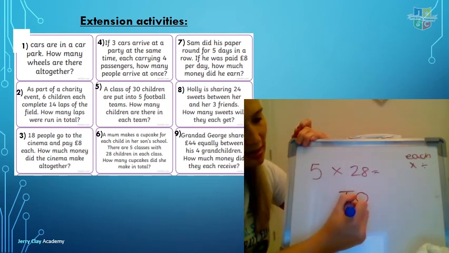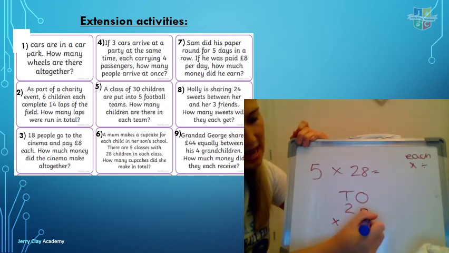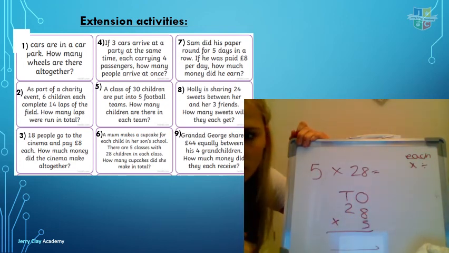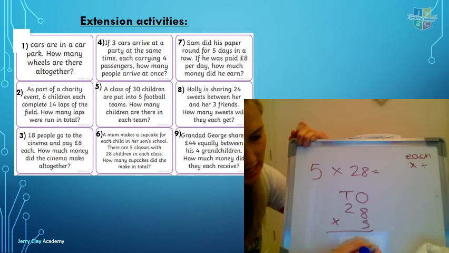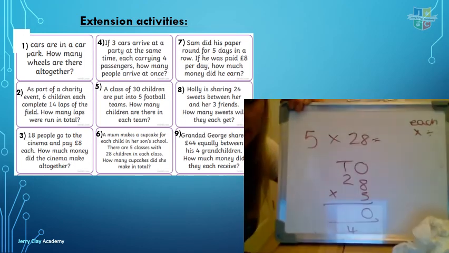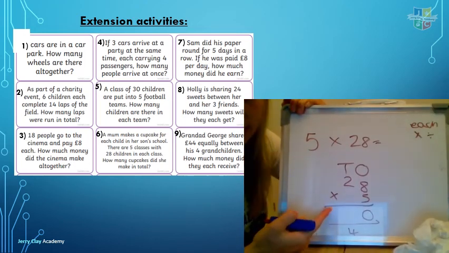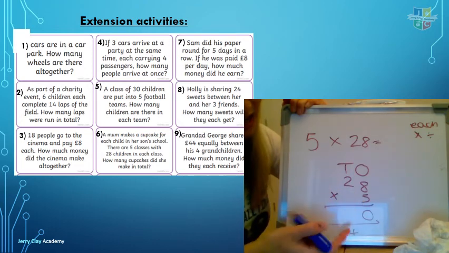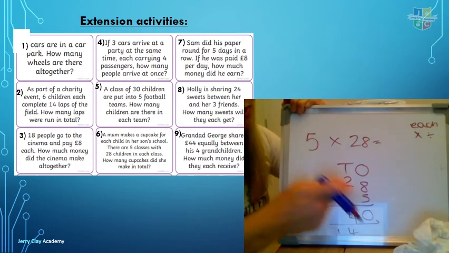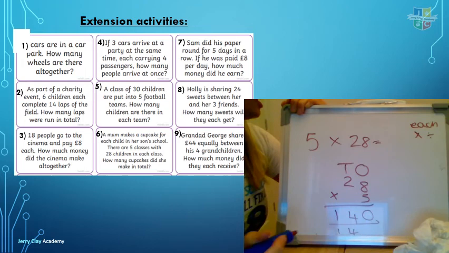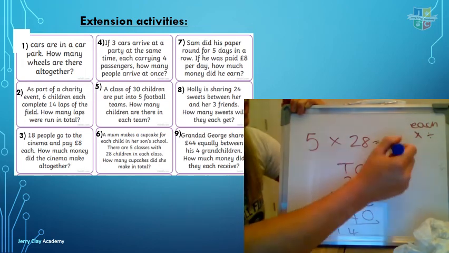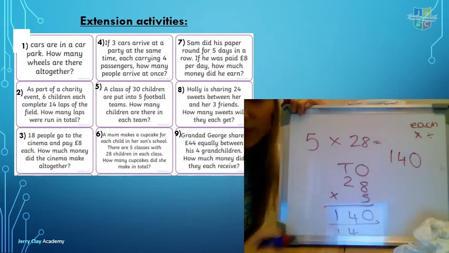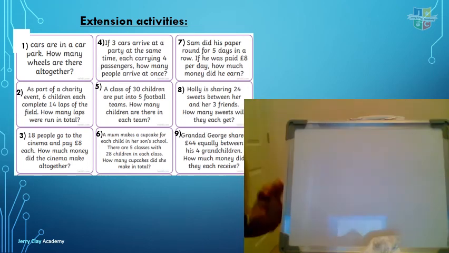Now, in order to work this out, you'll have to do your column method. 28 times 5. We can do 8 times 5 is 40, so write in 40, 4 underneath. 2 times 5 is 10, add your 4 is 14. Nothing times 5 is nothing, add your 1 is 140. So your answer should have been she needs to make 140 cupcakes.